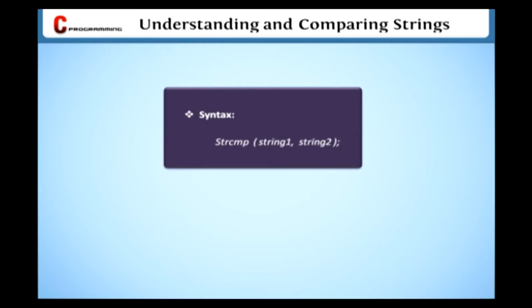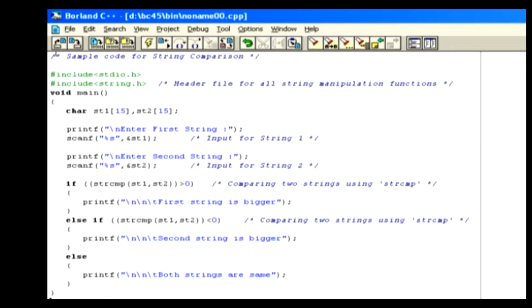Now, let's see the syntax of strcmp function. Here, strcmp function takes two string arguments. That is, string 1 is compared with string 2. To better understand this concept, look at this sample program which should make it all crystal clear. In the sample code, we included string.h, which contains the strcmp function.